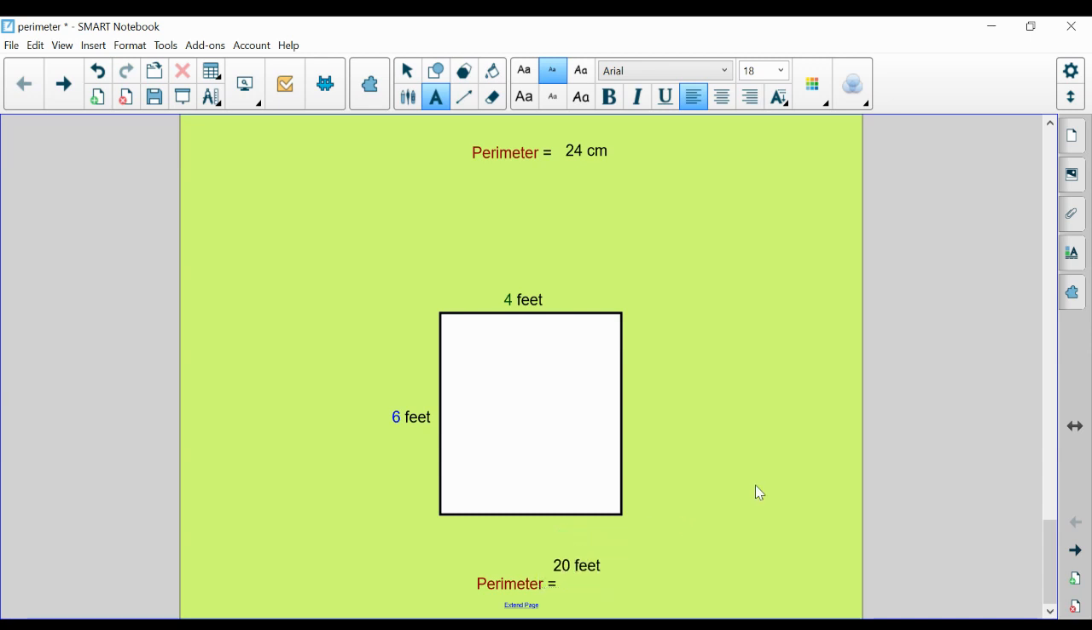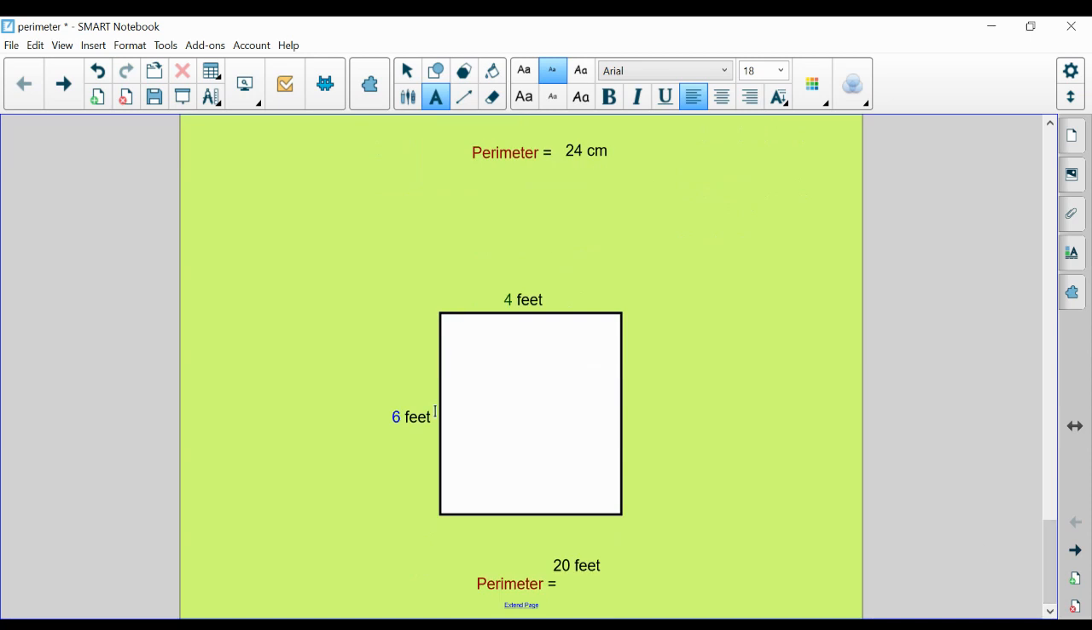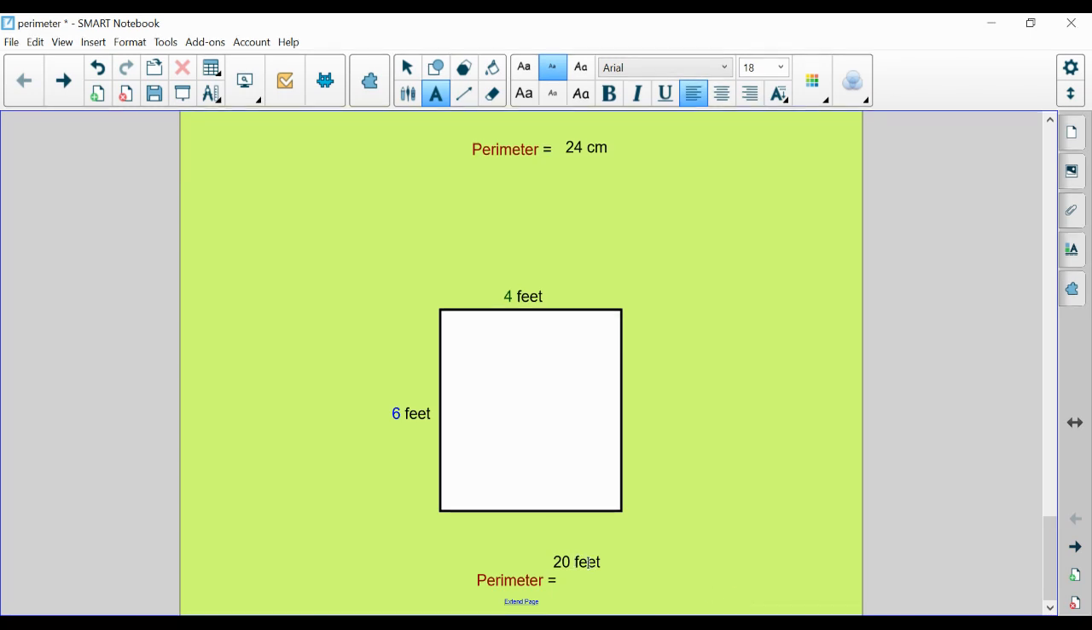Keep in mind, the units need to match whatever you're measuring. This one was feet, the other one was centimeters. Also, when you're measuring perimeter, it's not a squared unit. You're not counting the squares, you're counting the distance around. So your unit is just a regular linear unit.